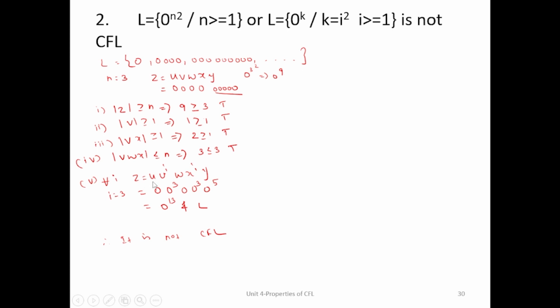At last, the fifth notation is z equal to u v power i w x power i y. I am taking i is equal to 3, which means 0, 0 cube, 0, 0 cube. The y number of zeros is 5, so I shortly write it as 0 power 5. So 5 plus 3 is 8, 8 plus 1 is 9, 9 plus 3 is 12, 12 plus 1 is 13. There is no n squared value equal to 13, so it is not a CFL. So the given language is not a CFL by using this pumping lemma technique.